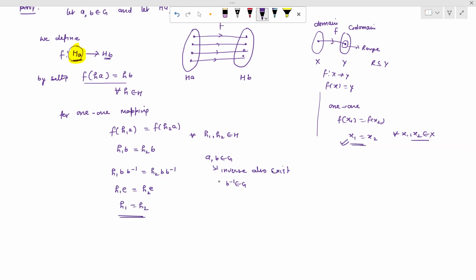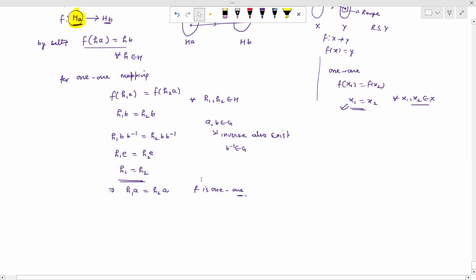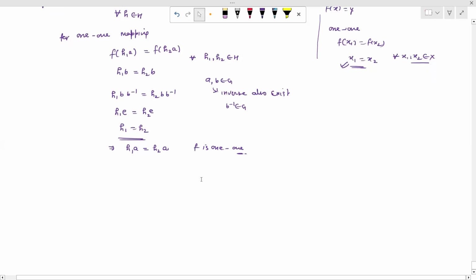So H1 equal to H2. Now, this we can write down as H1A is equal to H2A, which we write as coset of A. So here we can say that the function is one-one. So when the function is one-one, now taking right coset of A.